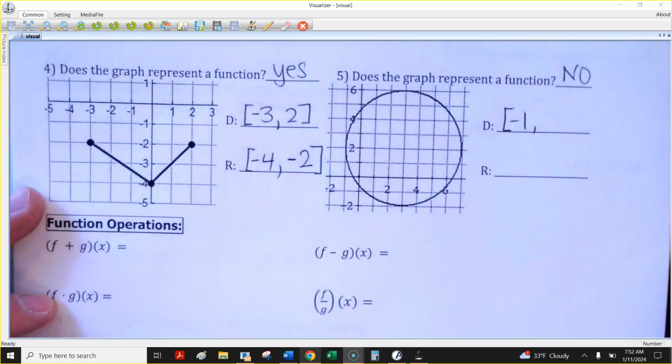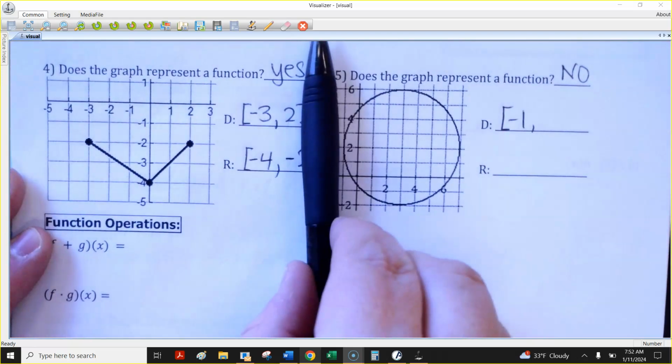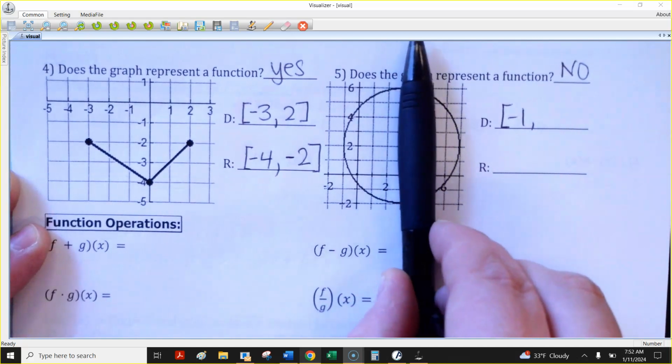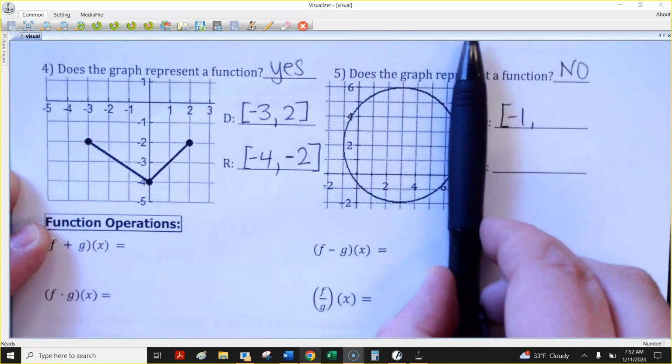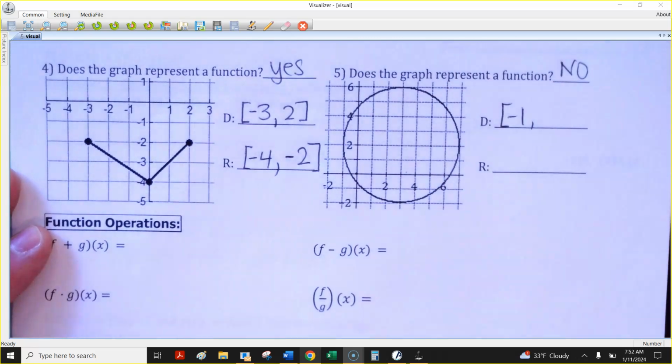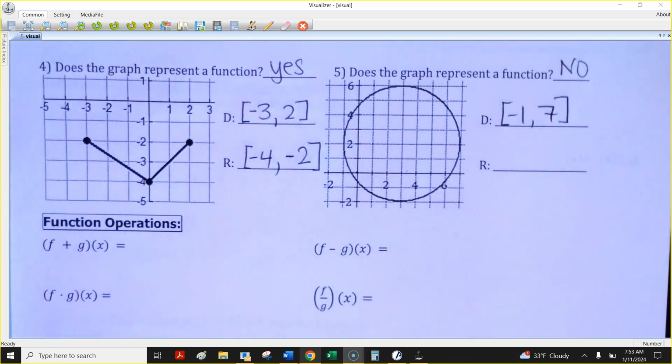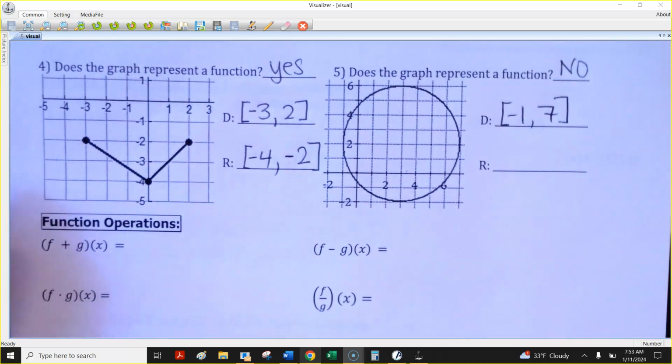Okay, what if I keep sliding across, like I'm touching points all the way across here? I'm failing the vertical line test, but I'm touching points, so I've got x values represented. What is the last x value that you would have? 7, good deal. Okay, now this will not be the same because it's not centered at (0, 0), so the range is going to be totally different.